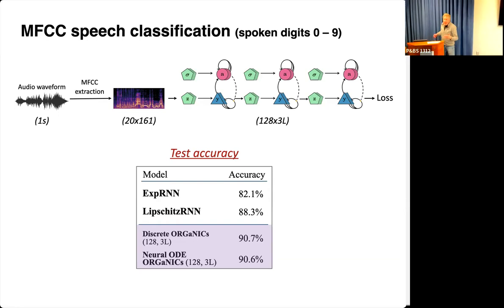There's a version of ORGaNICs. I told you to do the analysis, you linearize around the fixed point, right? When you do that, you end up with something that's in the form of a state space model. So the linearized ORGaNICs are state space models with built-in recurrence.